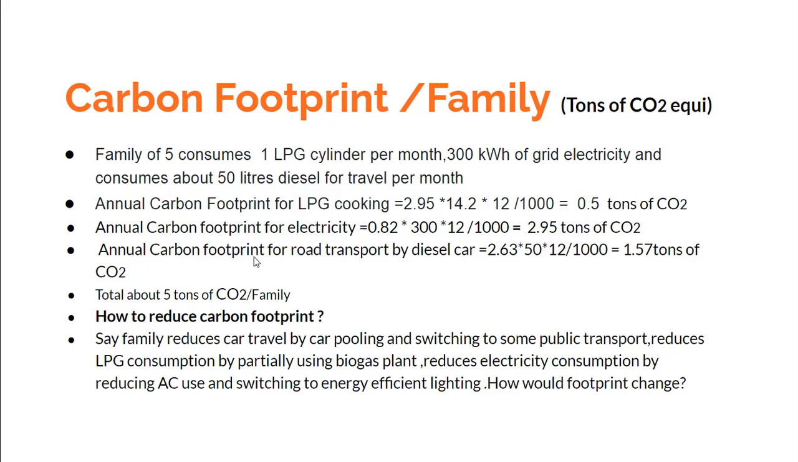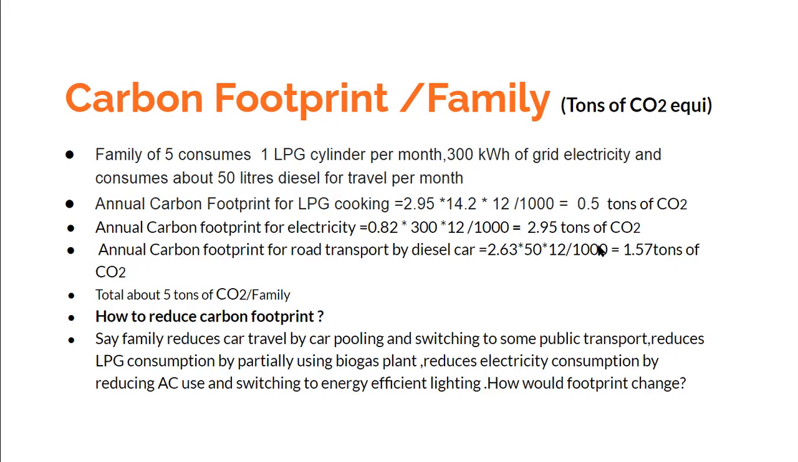Now it would be clear how to calculate the annual carbon footprint for road transport using the diesel car. So as assumed, about 50 liters is the consumption per month. So the total diesel consumption comes to 50 into 12. And that multiplied by the emission factor would be the carbon dioxide emissions annually. Divided by 1000, you get it in tons.